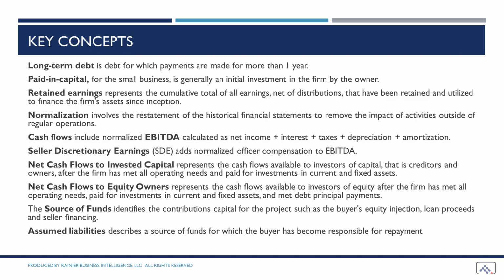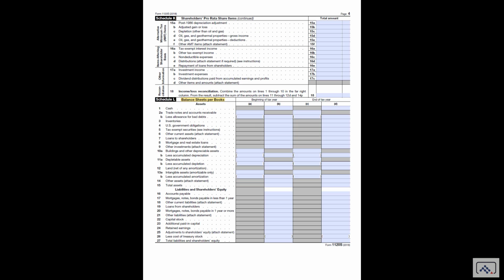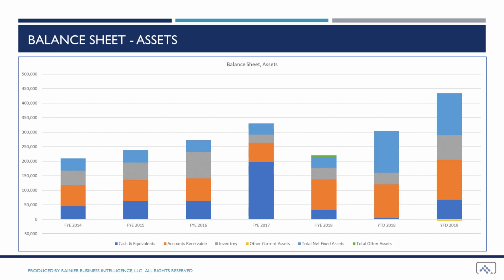Normalization involves the restatement of the historical financial statements to remove the impact of activities outside of regular operations. Examples of adjustments include officer compensation, property rent expense, excess fringe benefits, or reimbursements. The balance sheet shows the source and use of capital used to generate revenue and income in each period. We'll focus on assets since the source of capital will change in the acquisition context.